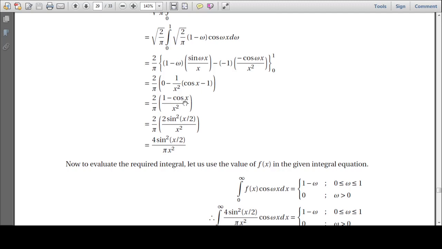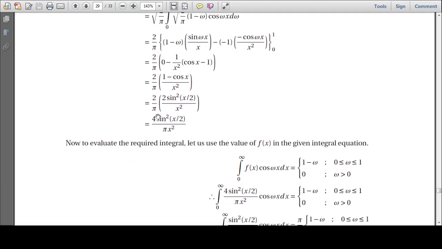Here 1 minus cos x can be written as 2 sin square x by 2. See, the result is 1 minus cos 2x can be written as 2 sin square x. Here there is no 2x, so 1 minus cos x can be written as 2 sin square x by 2. Now this 2 into 2 is 4, so 4 sin square x by 2 by pi into x square. So we got f of x.